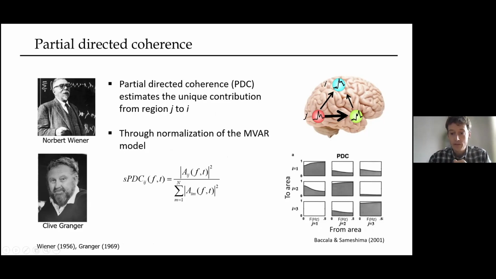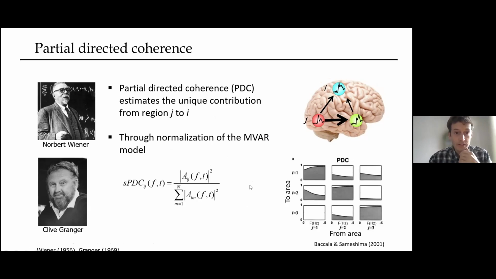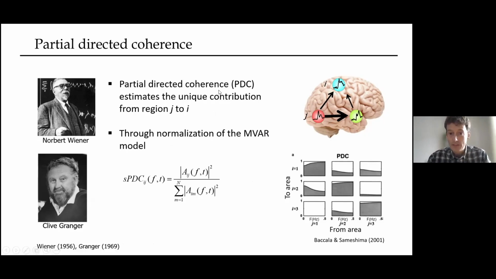One particular measure of Granger causality that we've been working with is the partial directed coherence. The partial directed coherence estimates the unique contribution from J to Y. As you've seen, I've plotted here three areas. We're interested in how much influence, or how much Granger causality, there is going from this area to that area. But if we want to do that adequately, we must take into account that there are also, say, indirect influences from this area on that area and then onto that area. This is why we use multivariate models.